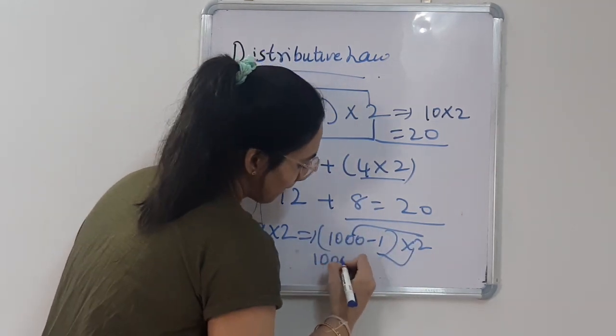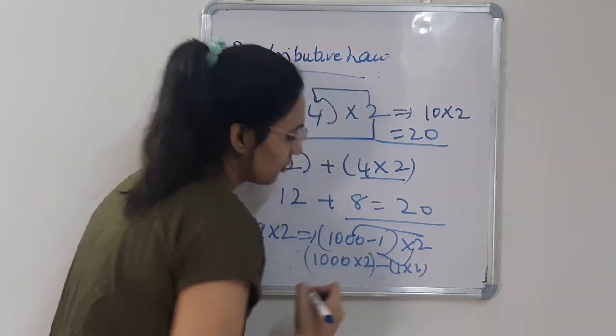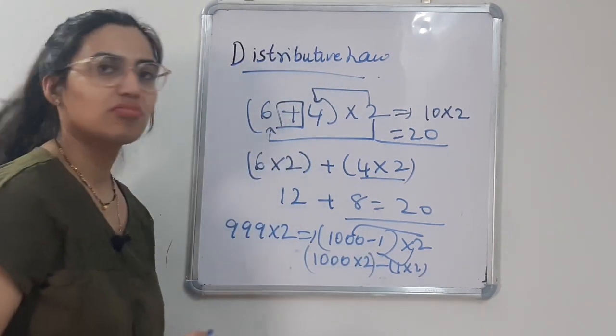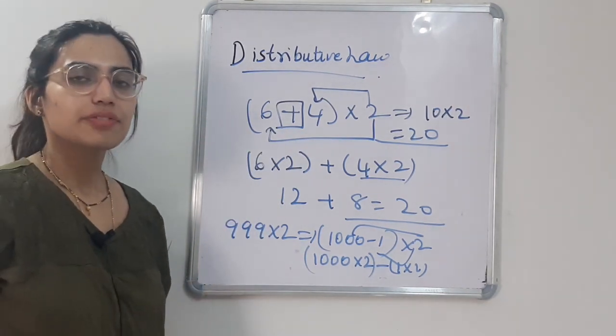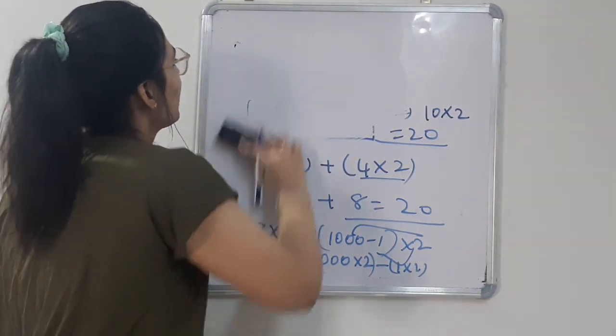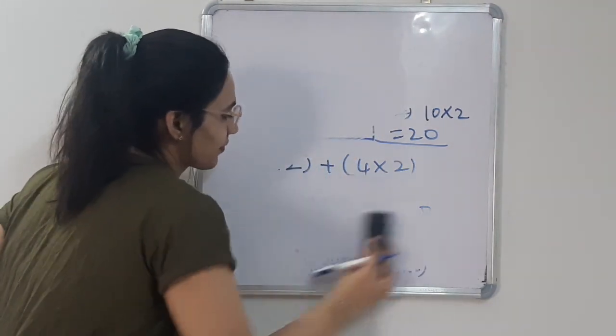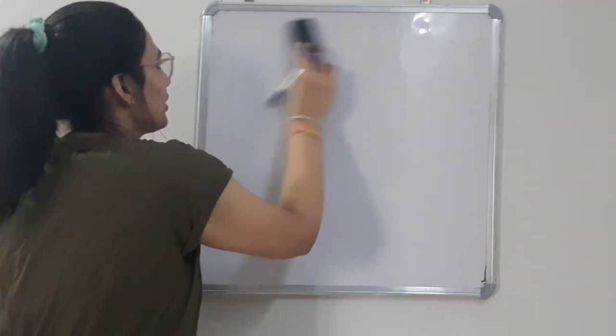You get 1000 into 2 minus 1 into 2. That is 2000 minus 2 is the answer. Okay, this is a quick concept for you to understand so that you can apply this while solving the word problems. Now, let's go to the last problem of the day.